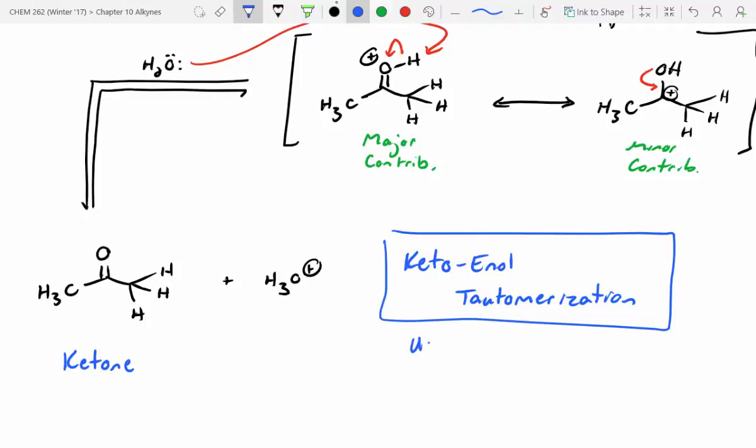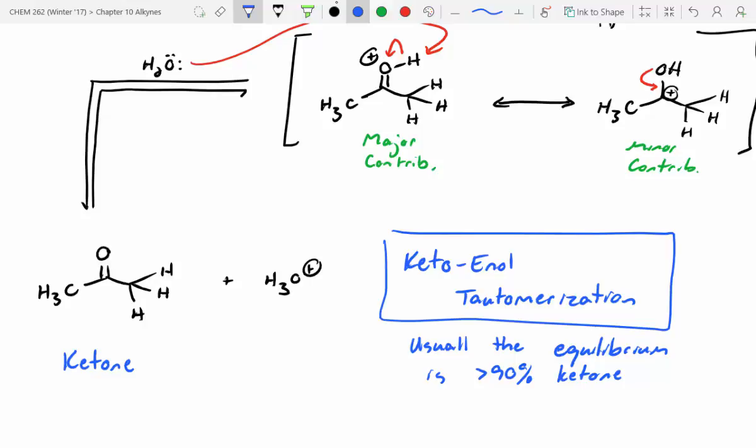So usually the equilibrium is greater than 90% ketone, less than 10% enol. However, that does depend a lot on the other functional groups that are attached. So this can vary a little bit. And we're going to see this reaction a lot throughout the year. So this keto-enol tautomerization will show up again and again and again.